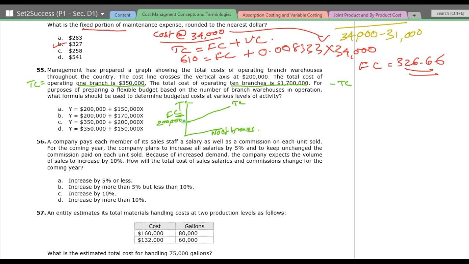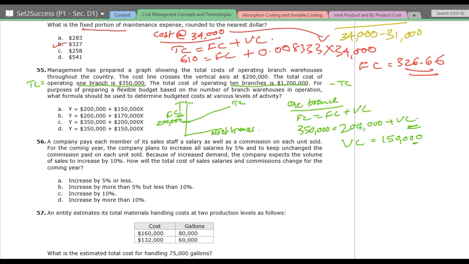So the fixed cost is 200,000. So for one branch, total cost is equal to fixed cost plus variable cost. To operate one branch, the total cost is 350,000, and fixed cost is given as 200,000 plus variable cost. So we need to find the variable cost. So variable cost comes to us 150,000.